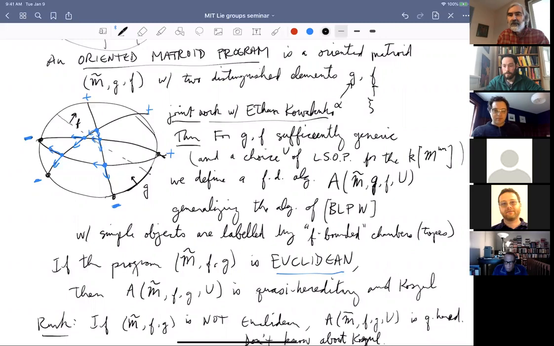Sure. May I ask a question also? Yes, of course. So is there any idea of what the decomposition matrices are for these categories? The multiplicities of simples in standards. So for the oriented matroid setting, or the category O?